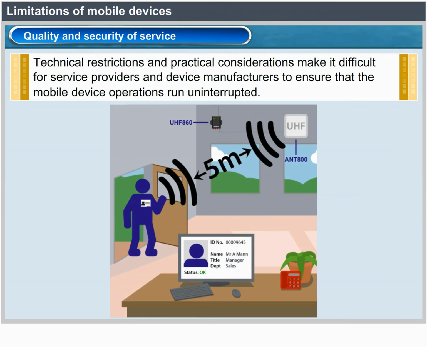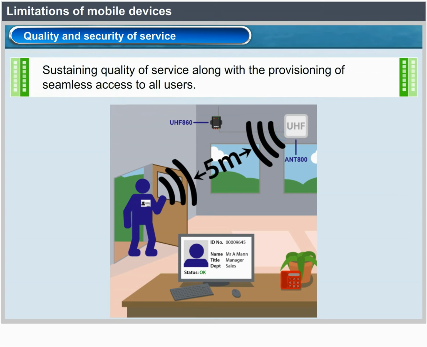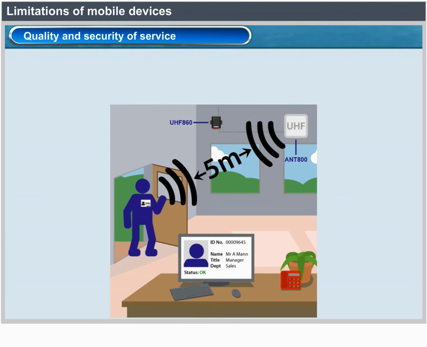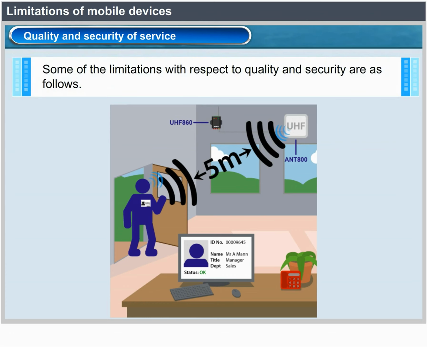Technical restrictions and practical considerations make it difficult for service providers and device manufacturers to ensure that the mobile device operations run uninterrupted, maintaining quality of service along with the provisioning of seamless access to all users. Some of the limitations with respect to quality and security are as follows.